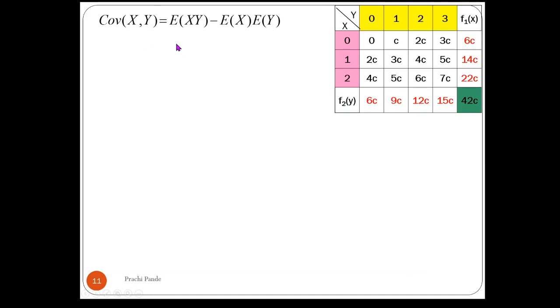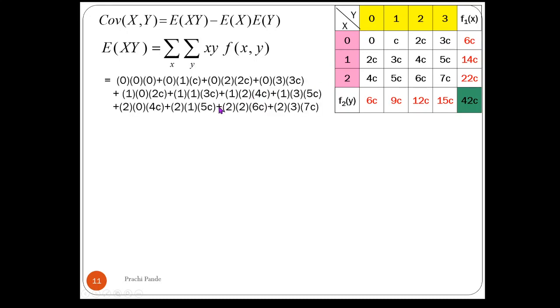Now covariance is equal to expectation of xy minus expectation of x into expectation of y. So we have to find out here expectation of xy, but the expectation of x and expectation of y is ready. So expectation of xy is double summation over x and y, xy into f of xy. Now one by one we have to put the values of x and y and multiply it with the corresponding probability. So when x is 0, y is 0, the probability is 0. When x is 0, y is 1, the probability is c. So in this way we have to take the summation for all x and y values here. So 0, 0 into probability f of xy is 0.